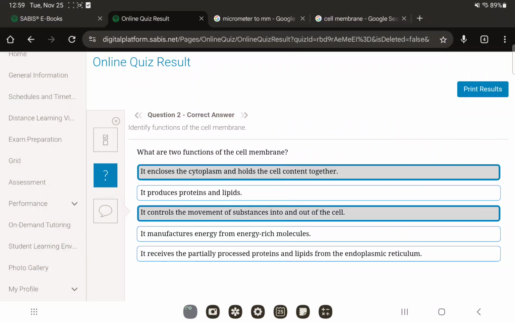What are two functions of the cell membrane? The cell membrane is a selectively permeable substance, which means that it picks what goes in and out of the cell based off of what the cell needs. For example, if it needs more water, then it will allow more water to go into the cell. If it needs less water, it will let more water go out of the cell. And other than that, it also holds the cell together, making sure that it doesn't mix with its exterior.